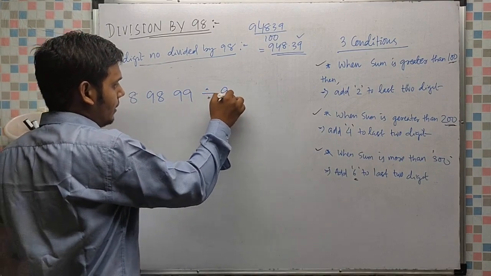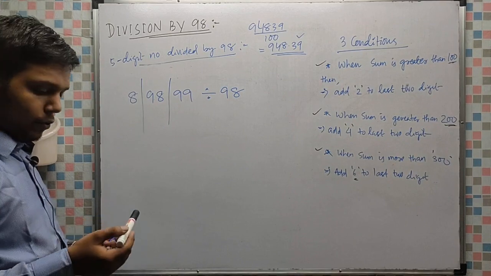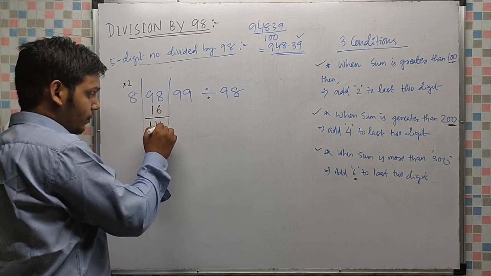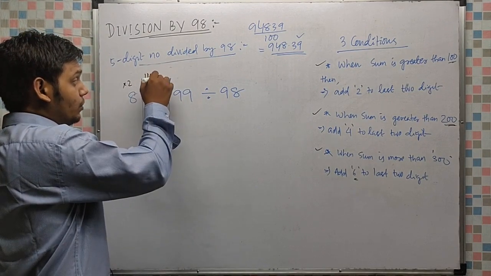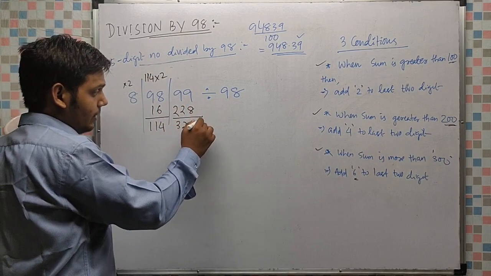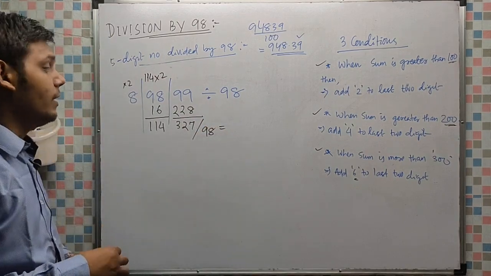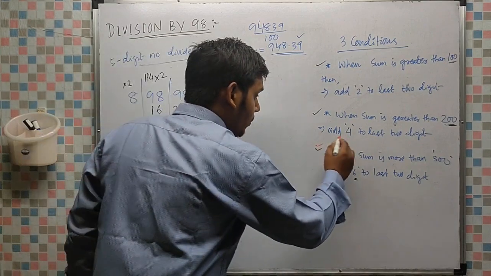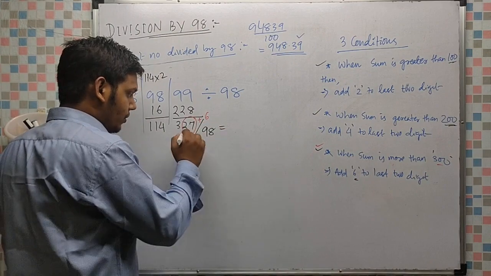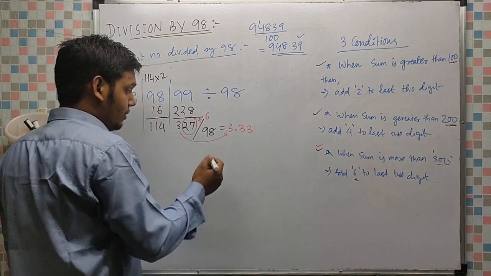89899 divided by 98. Separated. Now what you have to do? 8 into 2, 16, that means 114. 114 into 2, how much? 228, that means 327 divided by 98. The sum is more than 300. So last 2 digits plus 6. So 3 simply I will keep. 27 plus 6, 33. So 3.33.